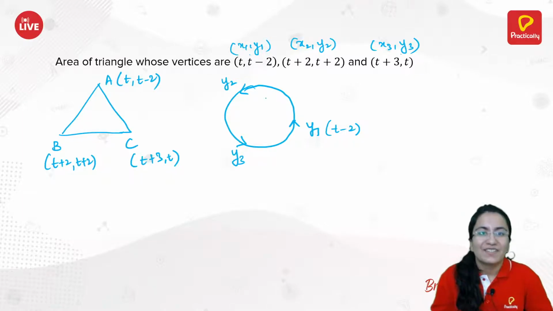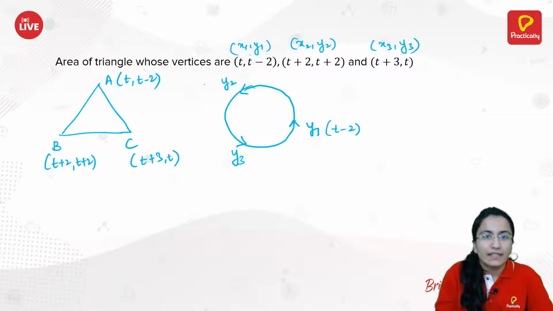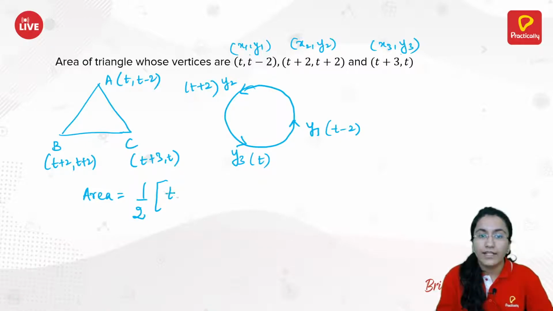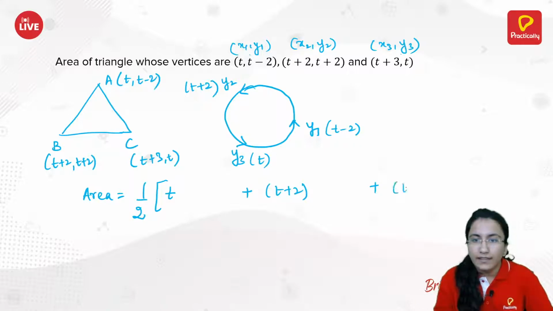Okay, so let's just write, this is x1 is T. This y1 is T minus 2. Next here, y2 is T plus 2. Here y3 over here is T only. Now let's just calculate the area. Area would be, you will write half first. Then what do you write? x1 is T only. Then you need to write x2 is T plus 2. Next x3 is T plus 3, right?